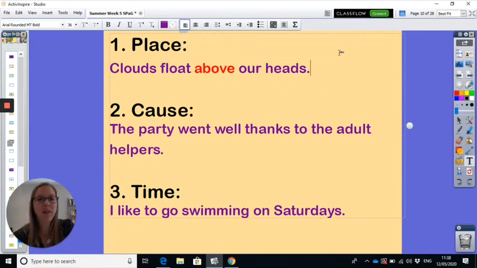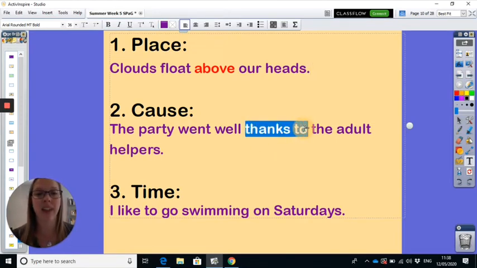Of course, the party went well thanks to the adult helpers. So which word or words tell you the cause of something, how something affected something else? The party went well, that's the thing that happened. The adult helpers made that happen. So the words that connect those two are thanks to. That is a prepositional phrase, because it's more than one word.